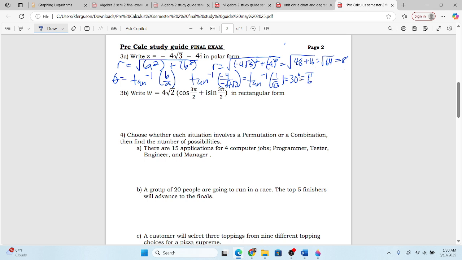And so now I'm going to take those two things and put them in my polar form. That's polar form, by the way. So that's going to be 8 times cosine of pi over 6 plus i sine pi over 6. That's my answer.